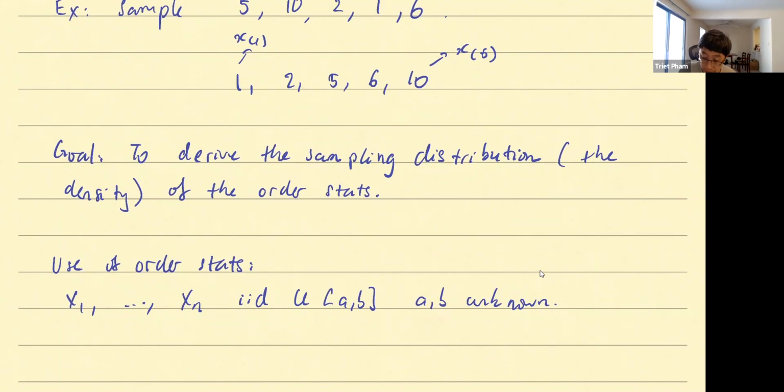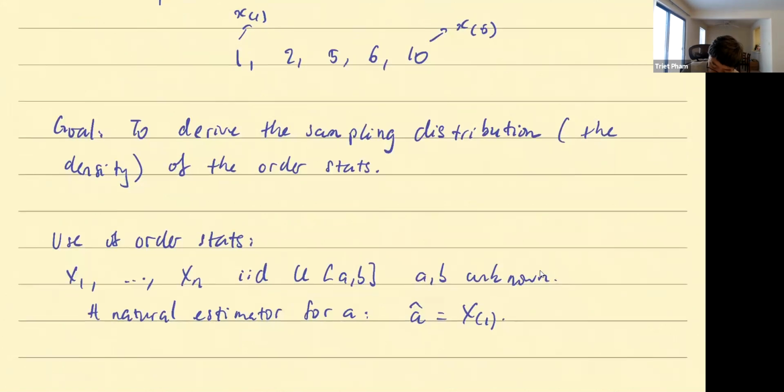Well, you don't know anything about them. So a natural estimator for A, we call it A hat, would be the minimum value of your sample. And similarly, a natural estimator for B would be the maximum value of your sample. When I say natural, I assume that you see it makes sense that we use this as a guess for the max and the min of the population distribution.